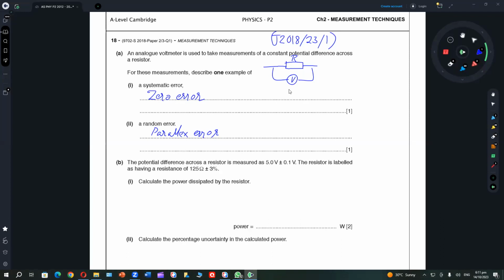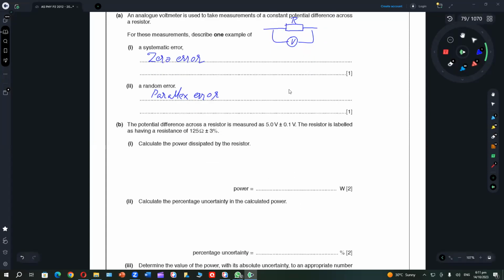The PD across a resistor is measured as this. The resistor is labeled as having a resistance of 125 ohm plus minus 3%. Calculate the power dissipated by the resistor. The formula for power is VI. And now look at the voltage. Okay, we can take the formula. Actually the problem is coming because of V. I should be using V square upon R.